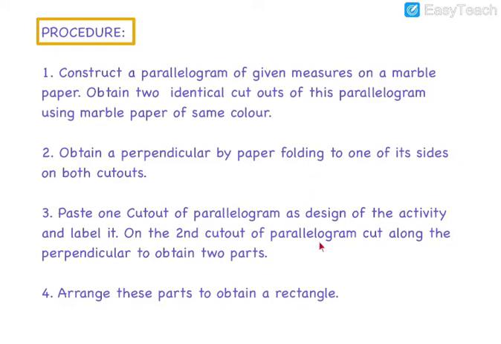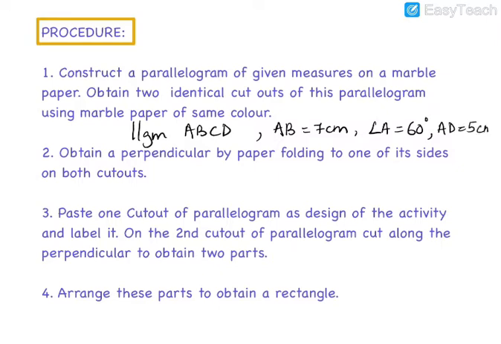These are the steps of procedure of this activity, which are listed point-wise. First, we will construct a parallelogram of given measures on a marble paper and obtain two identical cutouts of this parallelogram using the same color marble paper. So we are going to construct parallelogram ABCD, in which AB will be 7 centimeters, angle A will be 60 degrees and AD will be 5 centimeters.